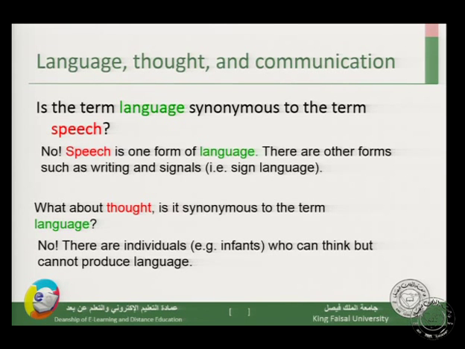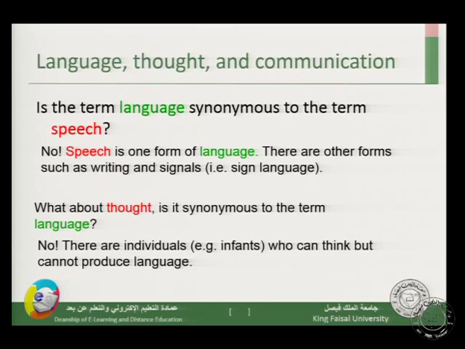So in this slide we have taken a quick look at the three terms: language, thought and communication, and of course speech. It is apparent to us now that speech is not synonymous. It doesn't completely have the same meaning as language. Why? Because speech is just one form of language. Language is more than just speaking. Language is about speaking, is about writing, is about sign language. These are called forms of language.